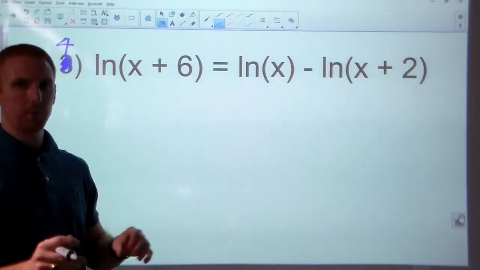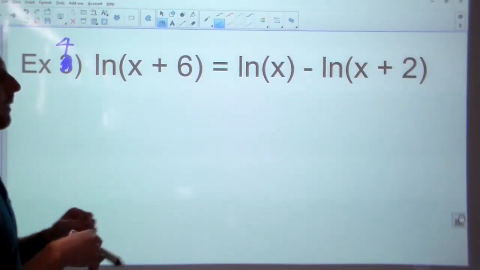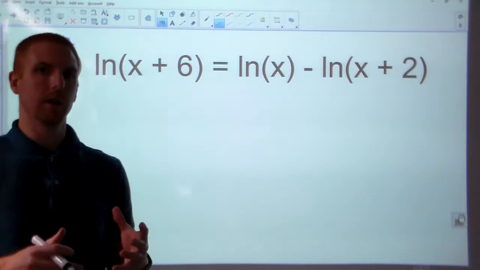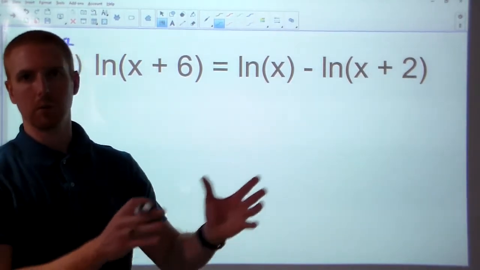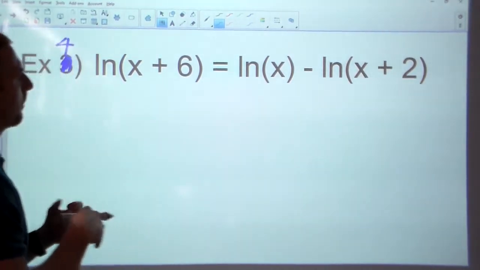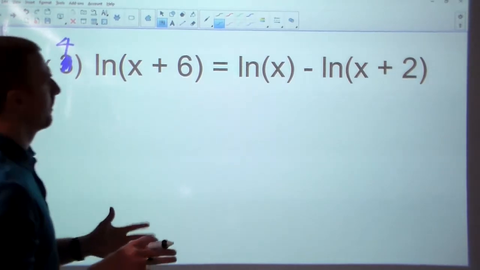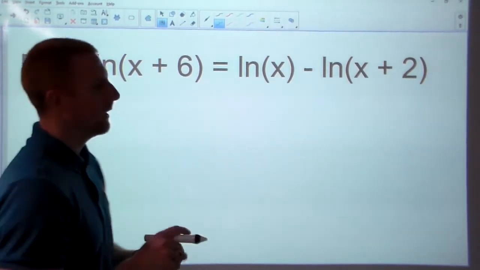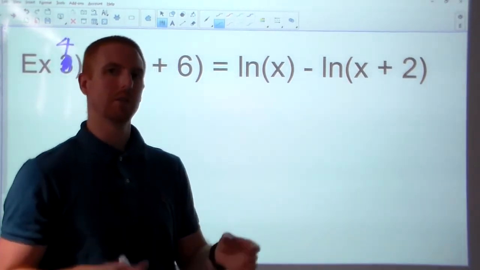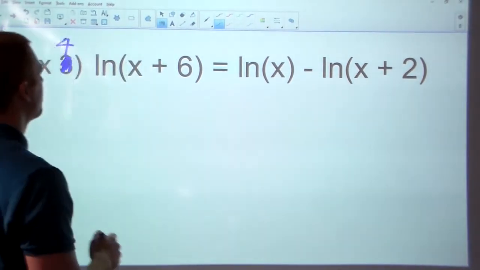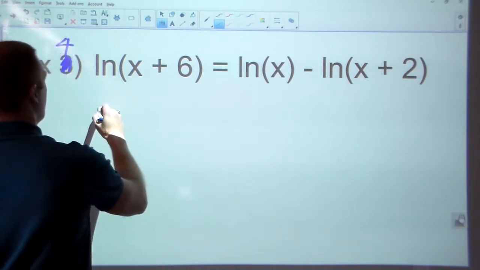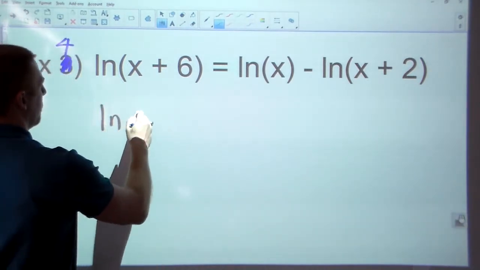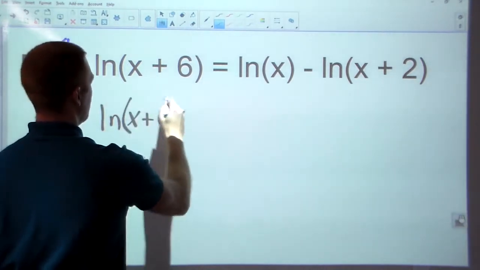All right, example 4 is going to pull in a couple ideas. Domain's been a big thing all year, and that's going to continue to be a big thing all the way through calculus. So we're going to really have to keep focusing on domain with a lot of problems throughout the year. And I'm going to forget that I said that for a few minutes until the very end here. So let's just kind of run through what we could do. We have natural log of x plus 6. There's really nothing to do there.